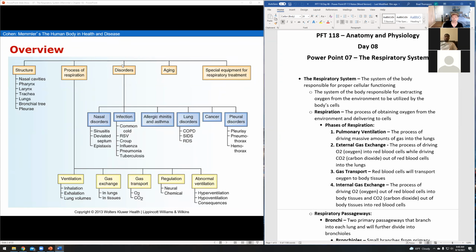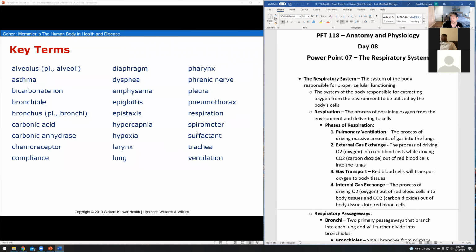Then we're going to break into some of the disorders. We're actually going to move through this pretty quickly. Honestly, we're not going to spend too much time talking about this. We'll probably mention COPD, chronic obstructive pulmonary disorders, but that's something that we cover much more in depth next mod in the senior section. So we'll move through that relatively fast. Same thing with the aging and specialized equipment for treatment.